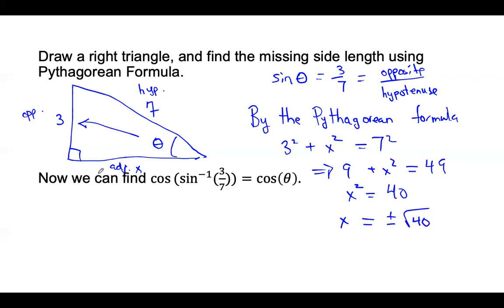We're going to take the positive. We're going to say it's a distance, so it's not negative. So we can say this missing side has length square root of 40.